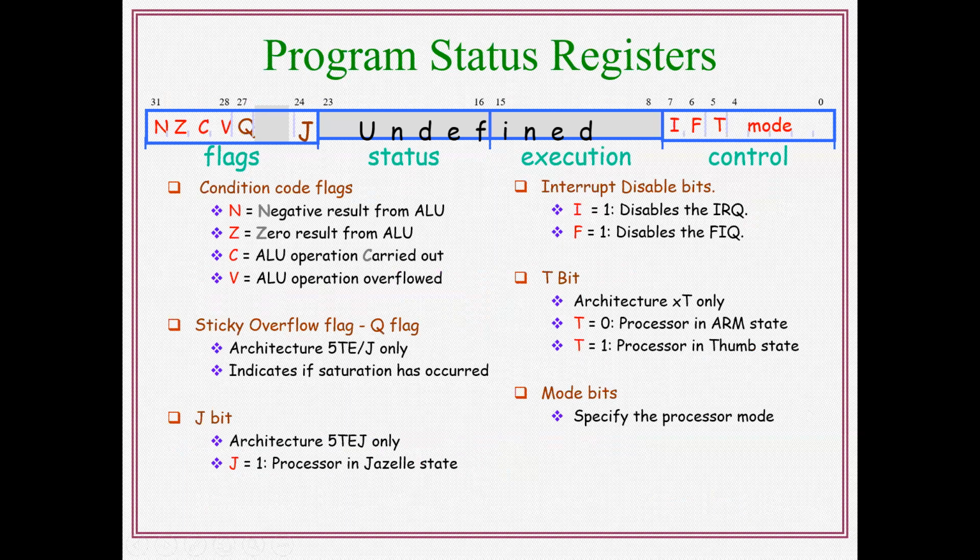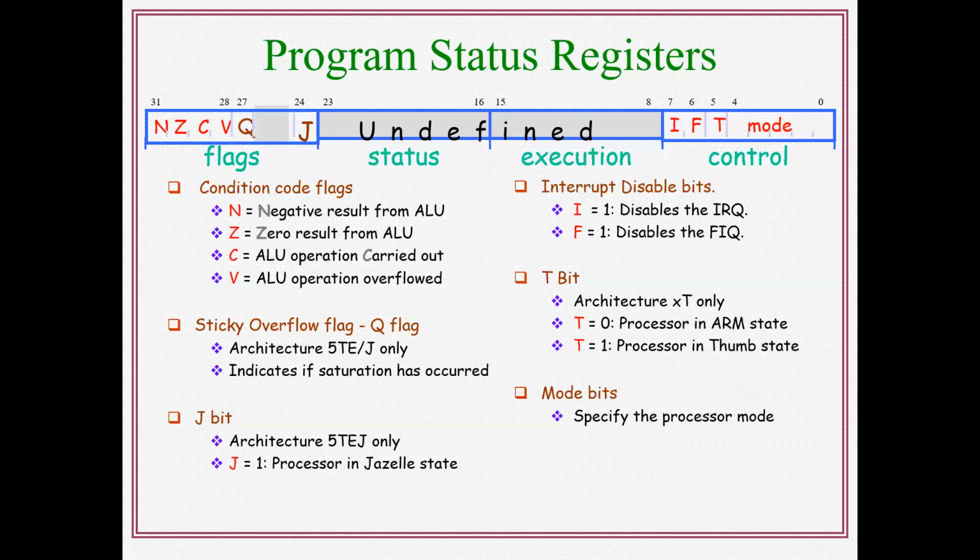Program status register. The program status register maintains the status of the program. The first category is the condition code flags. NZCV are the condition code flags. N indicates a negative result from the ALU. Z indicates a zero result from the ALU. C indicates the ALU operation carried out. V indicates the ALU operation overflowed.